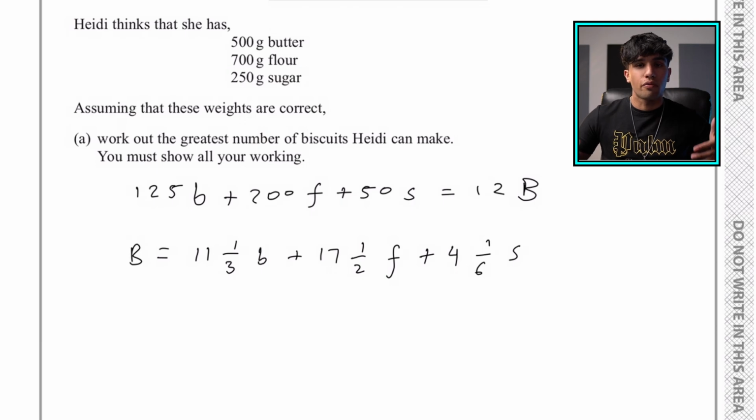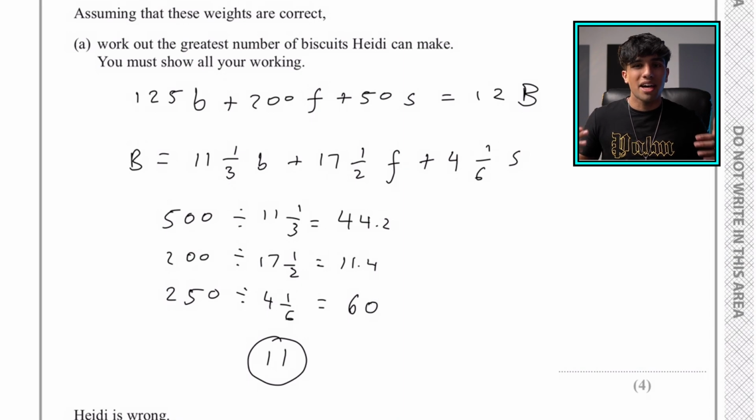Now let's work out for each constraint, so we have butter, flour and sugar, how much we can make, and we have to go with the lowest number so it'll satisfy all 3 of our constraints. 11 is our lowest number, so that's the maximum amount of biscuits we can make, since if we make any more, we won't have enough flour to make them.